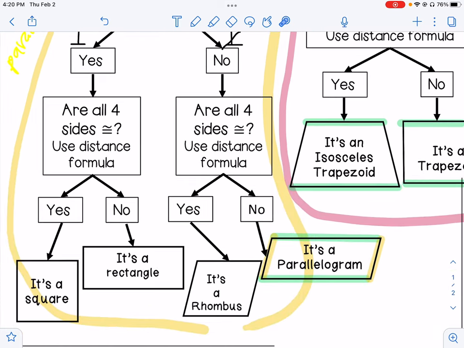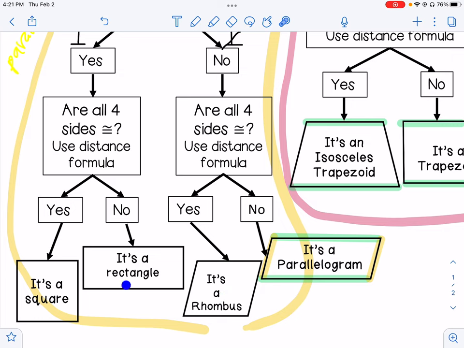Then we're going to ask ourselves, well, what's really the difference between a square and a rectangle? Or what's really the difference between a rhombus and a parallelogram? And that has to do with the lengths of the sides. We know that squares and rhombi are really, really special because all four are the same length.